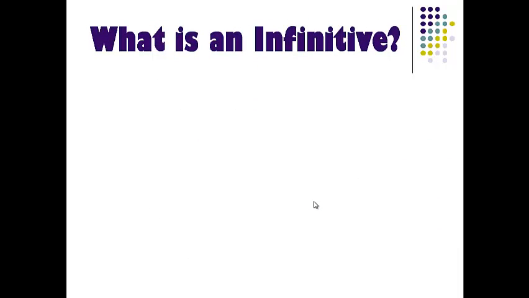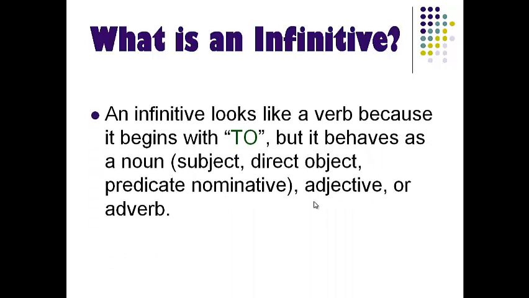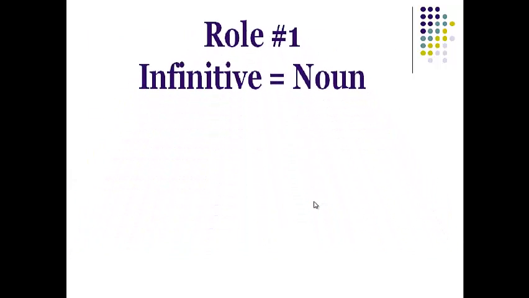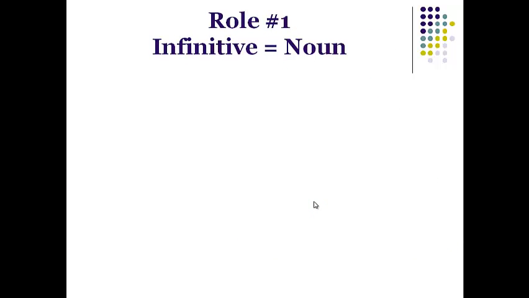So what is an infinitive? An infinitive looks like a verb because it begins with the word to, but it behaves as a noun, a subject, a direct object, or a predicate nominative, or an adjective or an adverb. Rule number 1 for an infinitive is a noun.